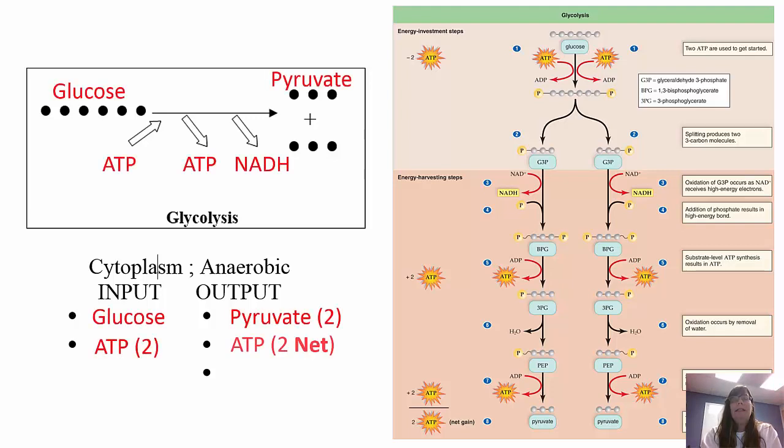So here are all of the nasty steps for glycolysis. You guys do not need to know all of those, but glucose is what goes in, pyruvate comes out, 2 ATP are required, 2 ATP are also netted, and 2 NADH are netted. So your input, glucose and 2 ATP, your output, 2 pyruvate molecules, 2 net ATP, and 2 NADH.